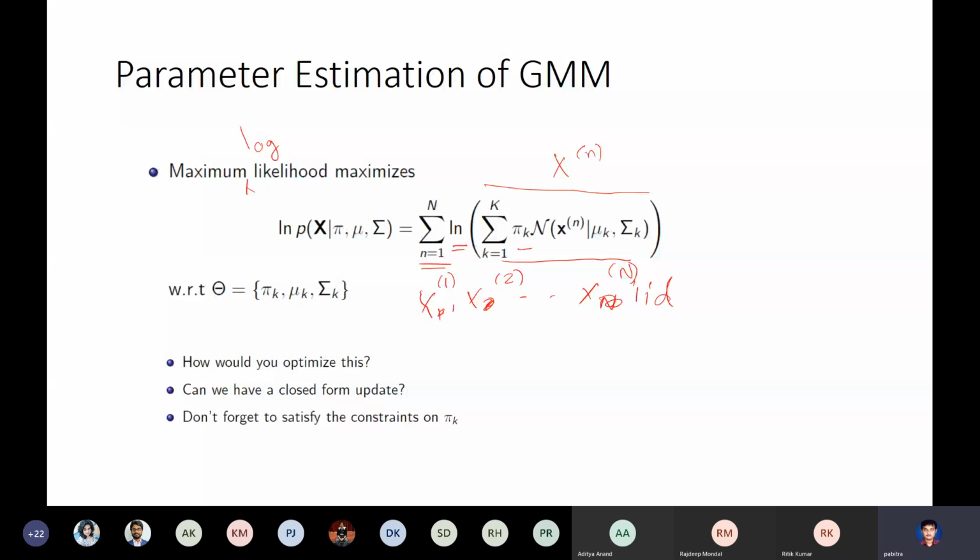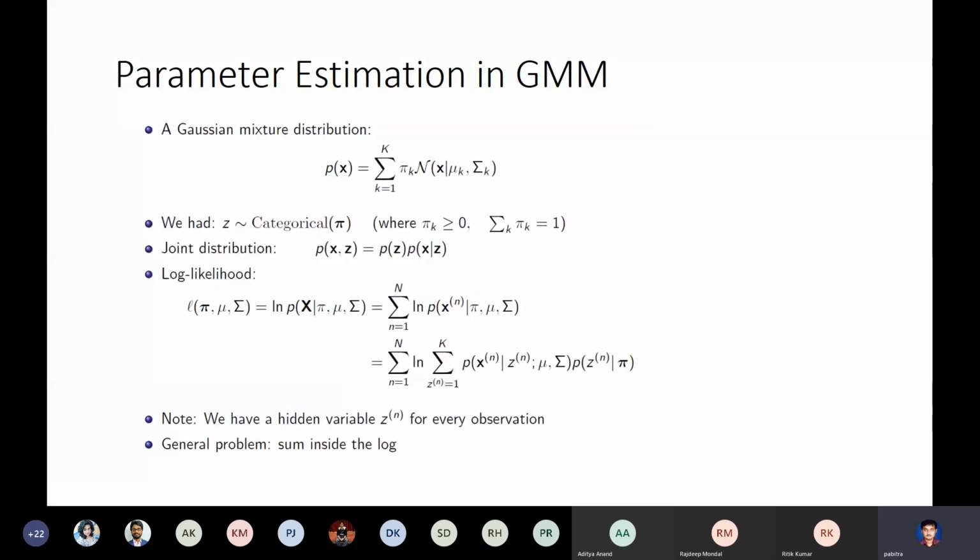So how do we optimize this? Note one thing: it's not an unconstrained optimization problem. We have a constraint that the sum over i = 1 to K of pi_i should be 1 in order for the entire thing to be a distribution. Because pi, mu, sigma are the optimization variables, and you have a constraint on them. This is a constrained optimization problem. Okay, so this is the summary.